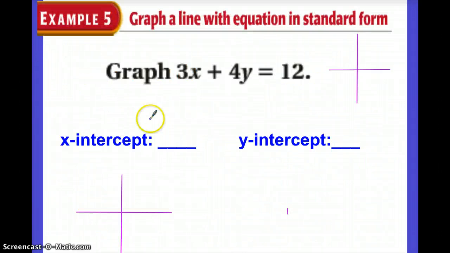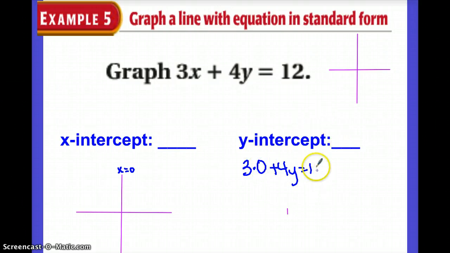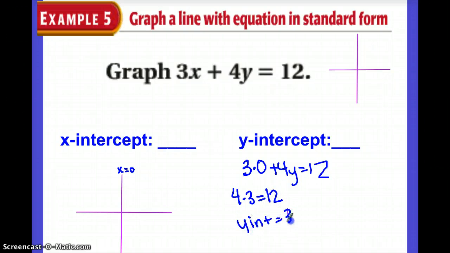Just about finished here. How can I find the y-intercept? Well, if I have an equation in standard form, I know the y-intercept is where x equals 0 on that line. So if I plug in 0, 3 times 0 plus 4y equals 12. What times 4 equals 12? Because this part becomes 0. So I know that 4 times 3 equals 12. So my y-intercept equals 3.